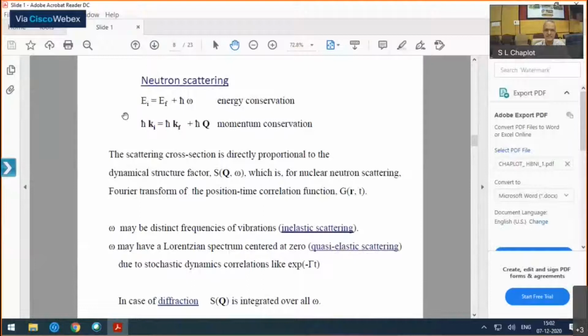Then we also said that the inelastic scattering could have two components: due to the periodic dynamics, inelastic scattering, where the energy transfer has distinct values, or the quasi-elastic scattering, where what we have is a Lorentzian spectrum centered around the zero energy.